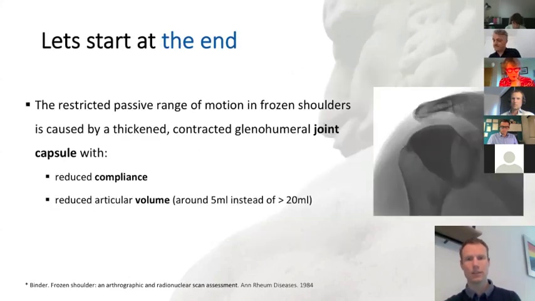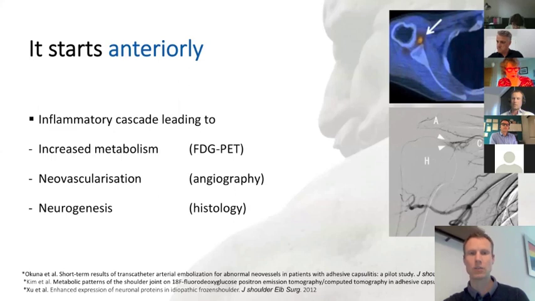So let's start at the end. Frozen shoulder is a disease of the glenohumeral joint capsule. The capsule gets thickened and contracted at the end stage of a frozen shoulder. This was already shown in arthrographic studies in the 80s. The capsular compliance gets reduced and the articular volume gets reduced. So there are several clues in the literature that make us think that the process starts anteriorly.